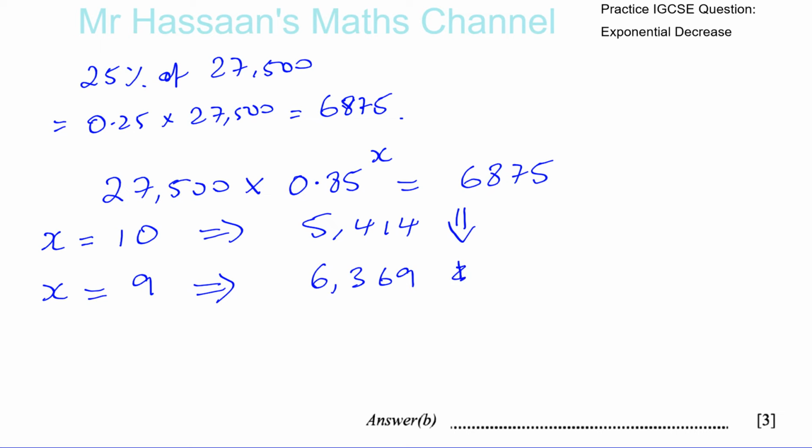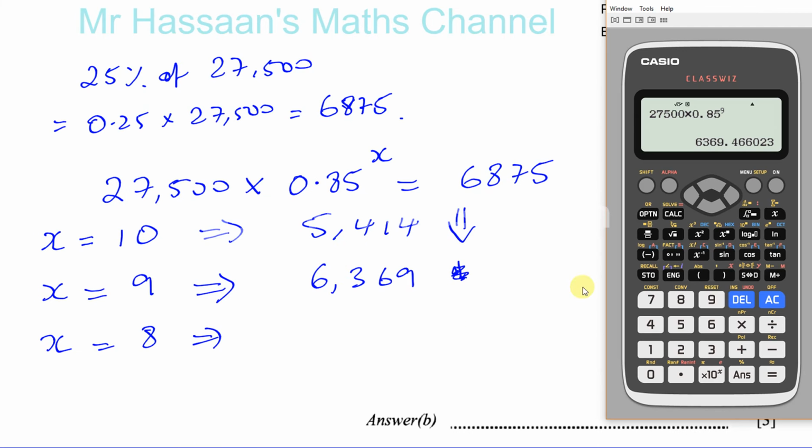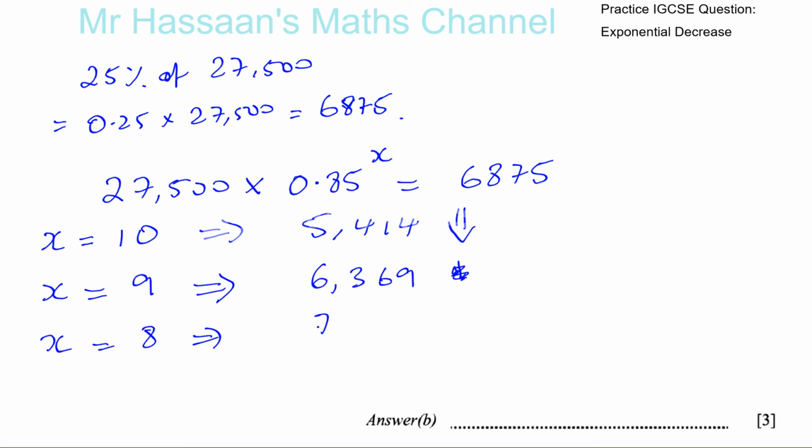Okay, let's just check. Let's try x equals 8, because it might be that x equals 8 gets us even closer to 6,875. So go back, change that 9 to an 8, and see what we get. x equals 8 gives us 7,493.